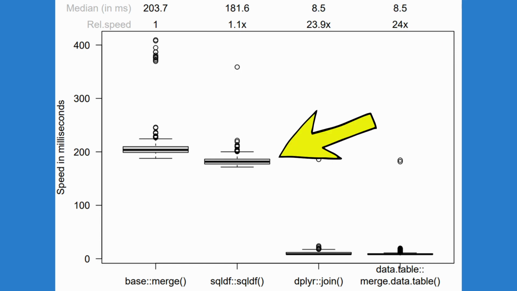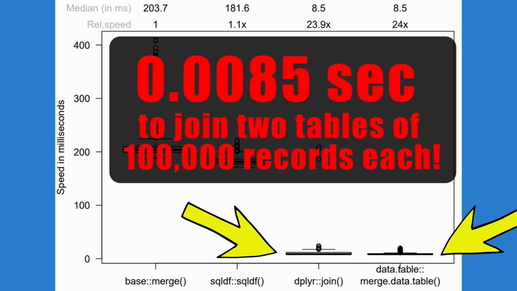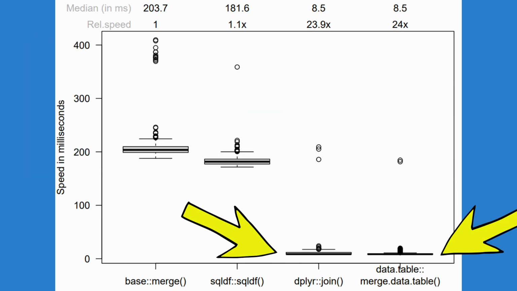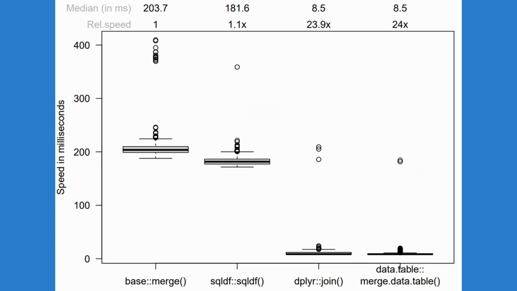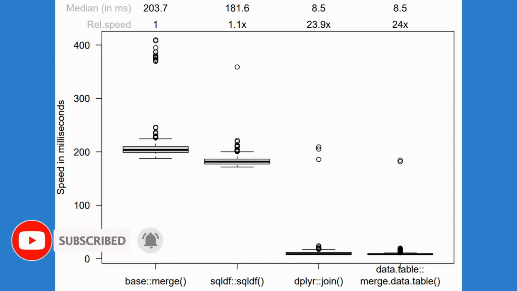You see that SQL is not much faster. And the methods that really stand out are join and merge data table. Relative to the base merge function, join and data table are both about 24 times faster. So if you're looking for speed, use join or merge data table. There you have it, all you need to know about joining tables in R.